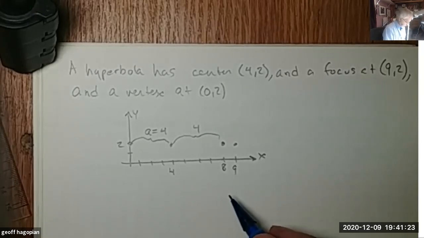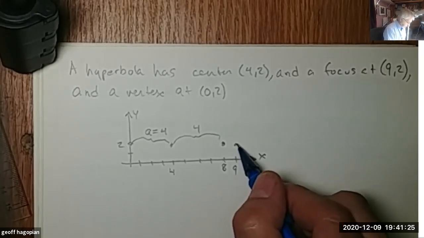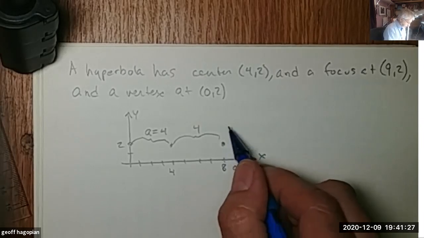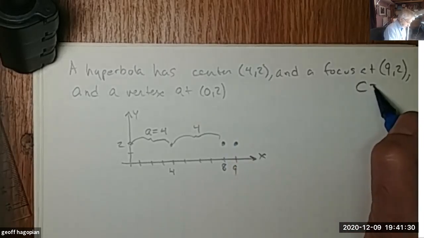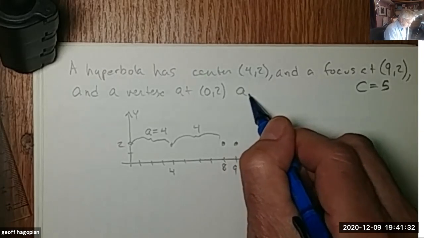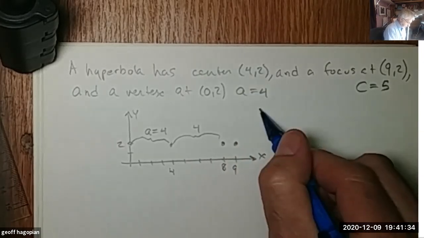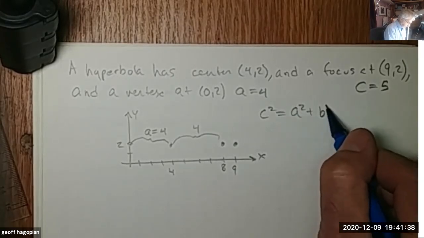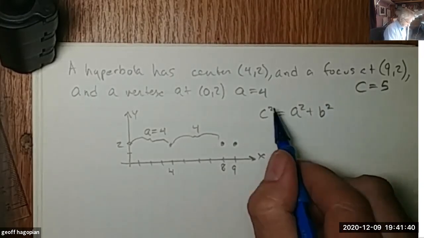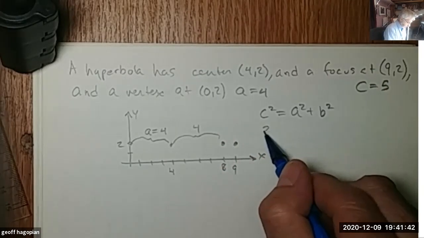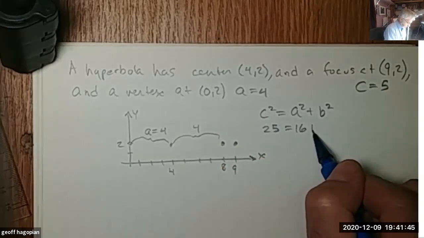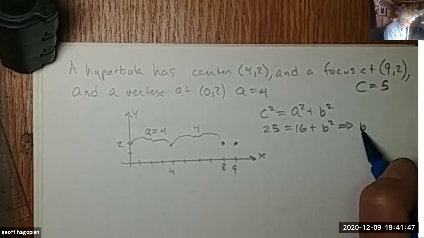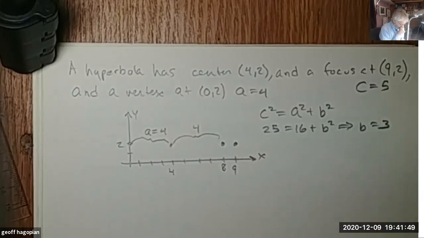And what else do we know? We know that C equals 5 and A equals 4. So C squared is equal to A squared plus B squared on a hyperbola, right? So that's going to be 25 is equal to 16 plus B squared. That implies that B equals 3. So now we got everything we need, right?